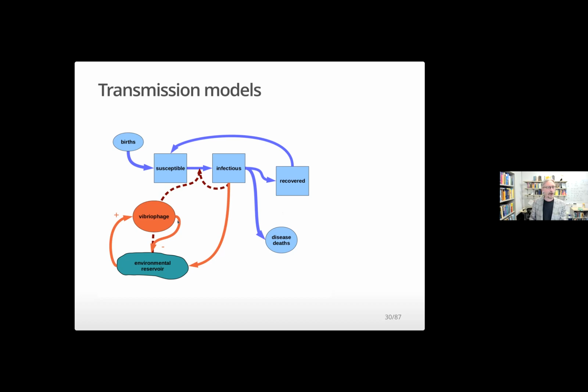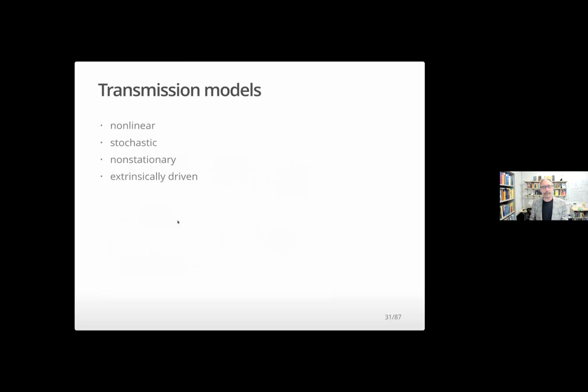So if we look at it from a mathematical point of view, the transmission models that result from trying to capture these mechanisms are nonlinear, obviously. They're stochastic. They're highly non-stationary due to the presence of various environmental drivers. And these extrinsic drivers are themselves environmental variables.